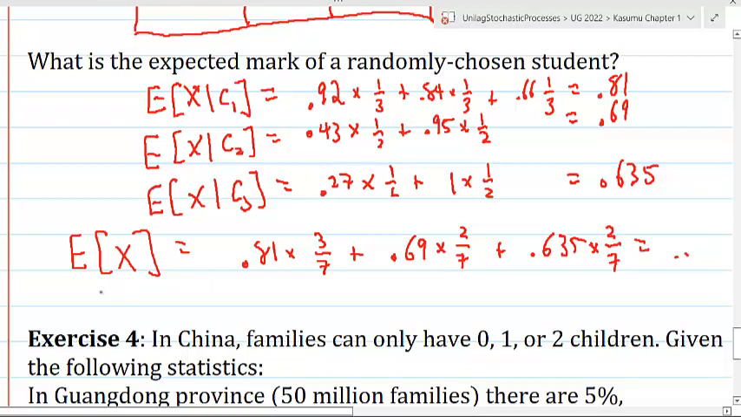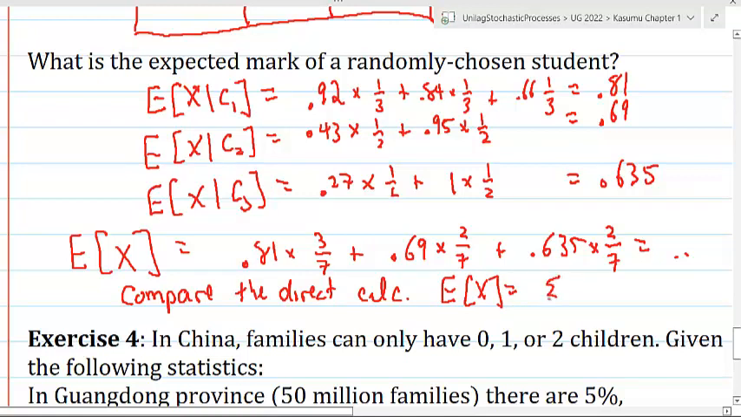Now you could compare the expected value directly. And you can do this as an exercise. The direct calculation would be the expected value of x is equal to the sum from n equals 1 to N of xn times the probability that x equals xn. All right, so you can compare that this sum with conditional expectations gives me the same result if I directly compute the expected value.